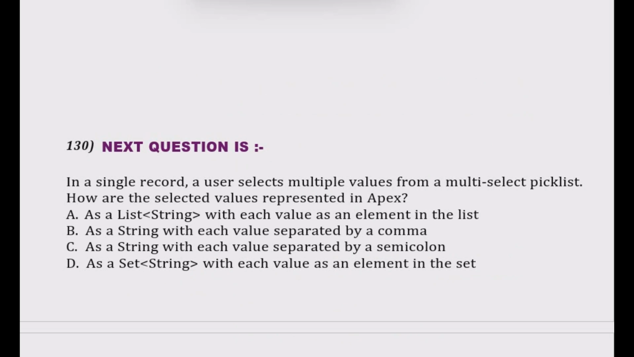Question is, in a single record, a user selects multiple values from a multi-select picklist. How are the selected values represented in Apex? Option A, as a list within brackets with each value as an element in the list. Option B, as a string with each value separated by a comma. Option C, as a string with each value separated by a semicolon. Option D, as a set within brackets with each value as an element in the set. Correct answer is option C.